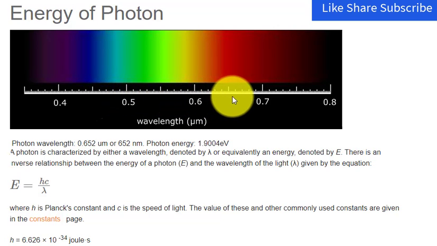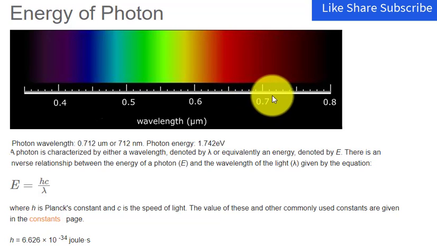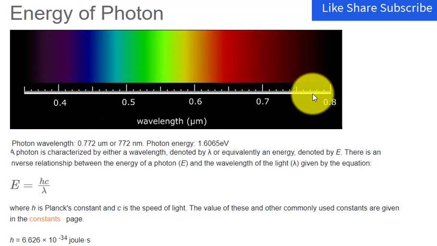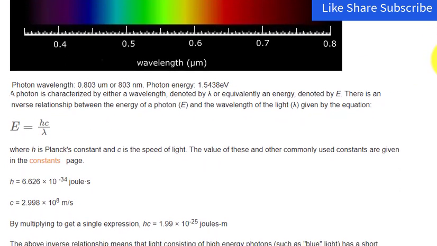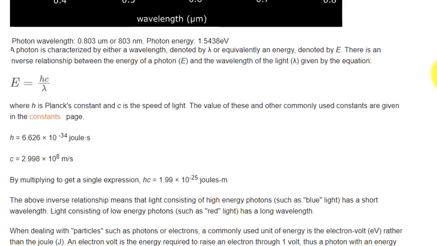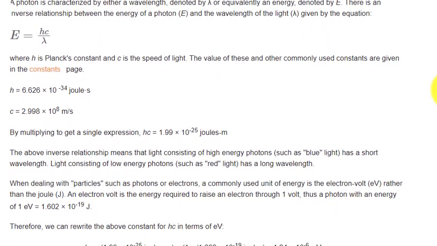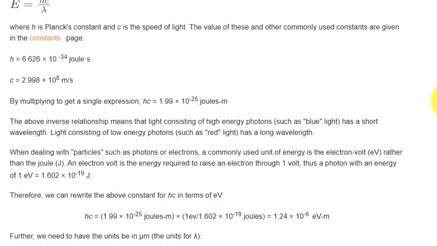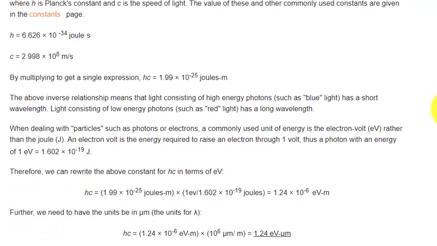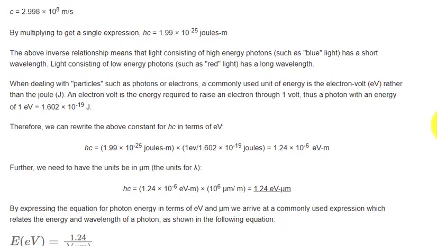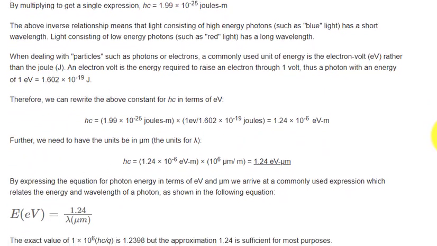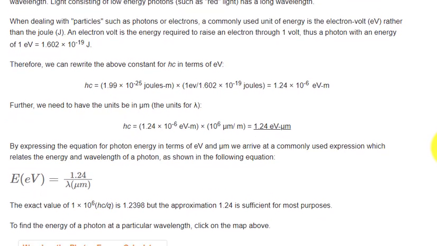h equals 6.626 times 10 to the minus 34 joule-seconds. c equals 2.998 times 10 to the 8 meters per second. By multiplying to get a single expression, hc equals 1.99 times 10 to the minus 25 joule-meters. The above inverse relationship means that light consisting of high energy photons, such as blue light, has a short wavelength. Light consisting of low energy photons, such as red light, has a long wavelength.